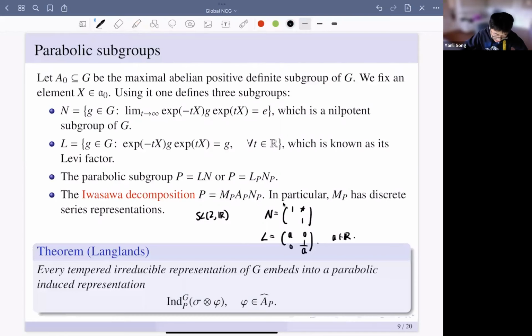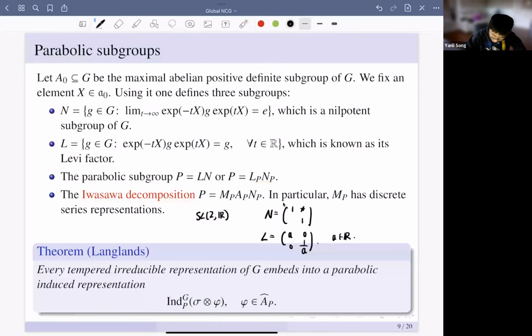So L is known as the Levi factor, and the parabolic subgroup is the product of L and N. So the parabolic subgroup P is L times N. Because both L and N determine P, a different choice of P is equivalent to a different choice of X, which determines different N and L. So we will just use this notation: L_P and N_P are the Levi factor and nilpotent subgroup associated to P. Moreover, we have the well-known Iwasawa decomposition.